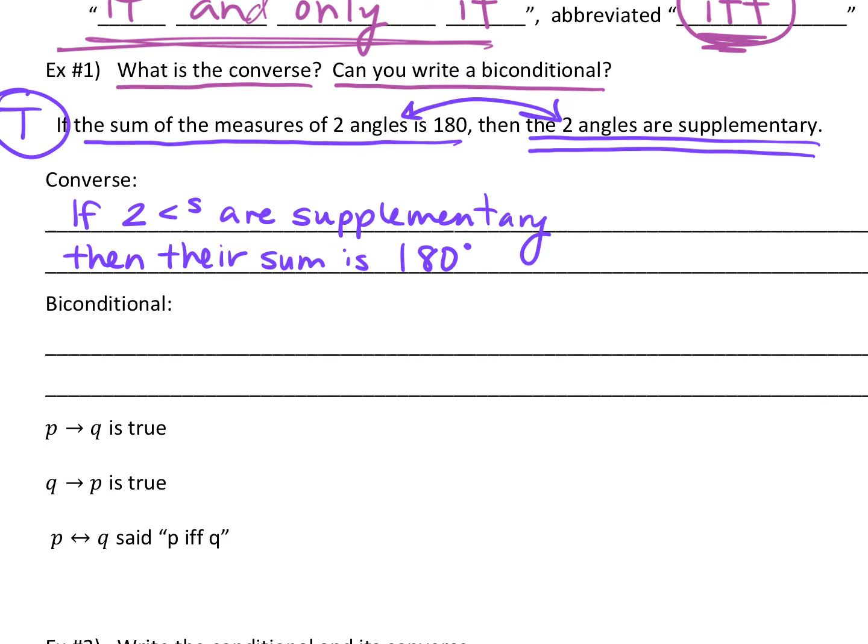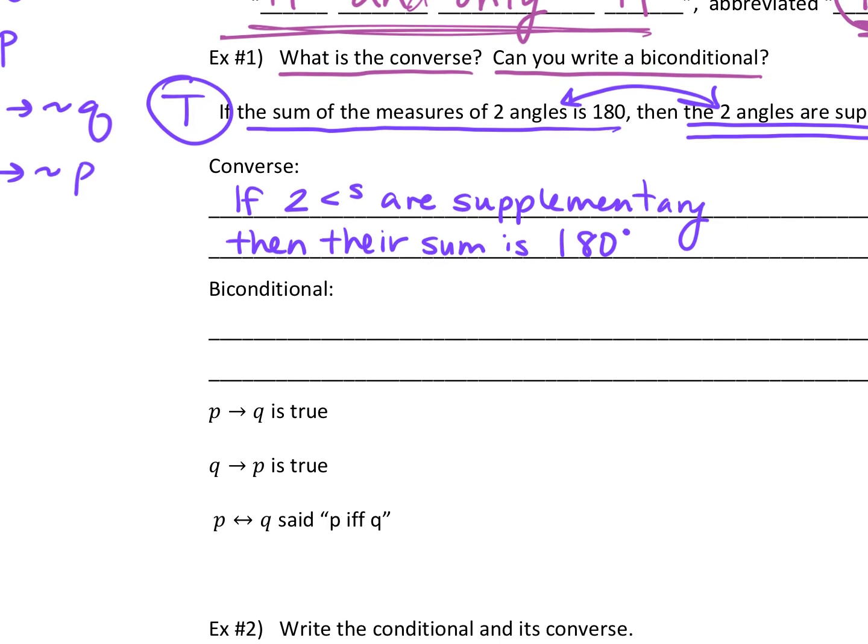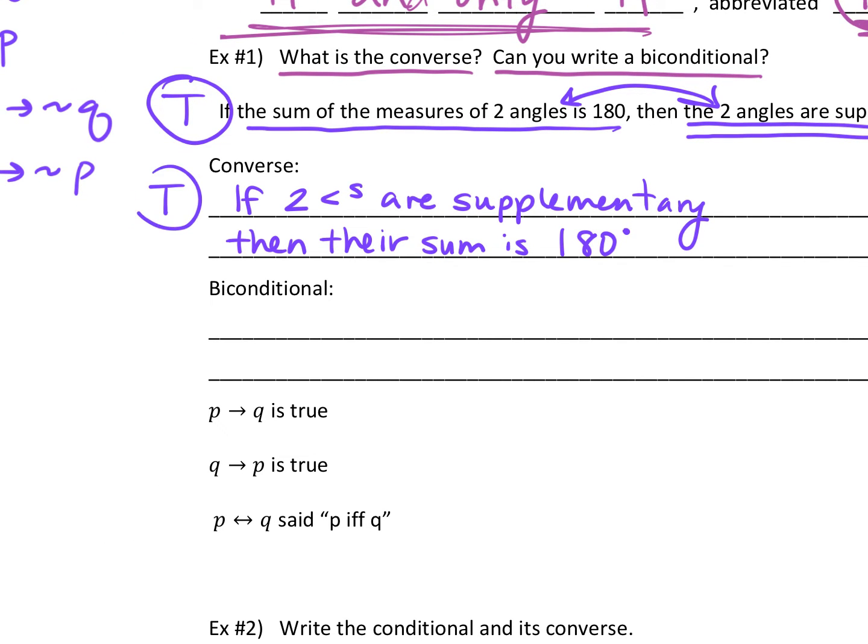Okay? Now ask yourself the question, is that true? If 2 angles are supplementary, then their sum is 180. That's true. Okay, so here's how it works. If they are both true, your conditional and your converse, that's when you're allowed to write a biconditional.